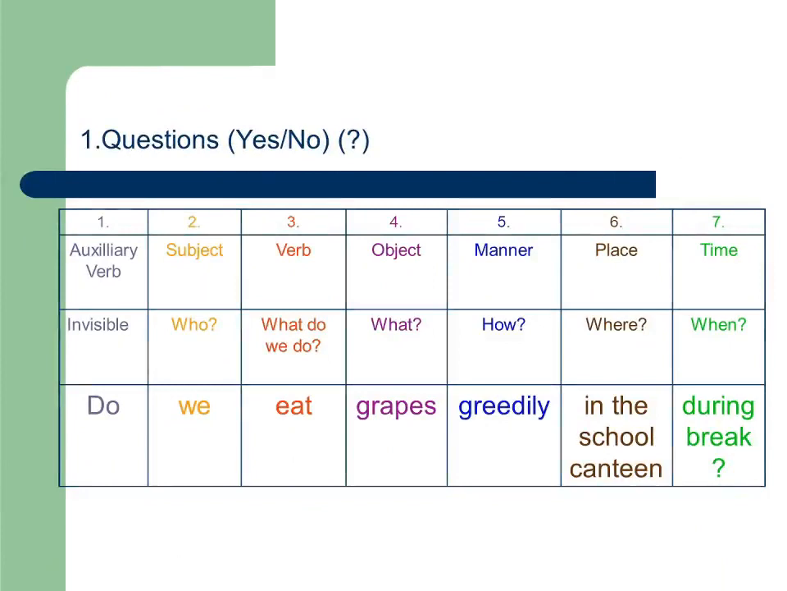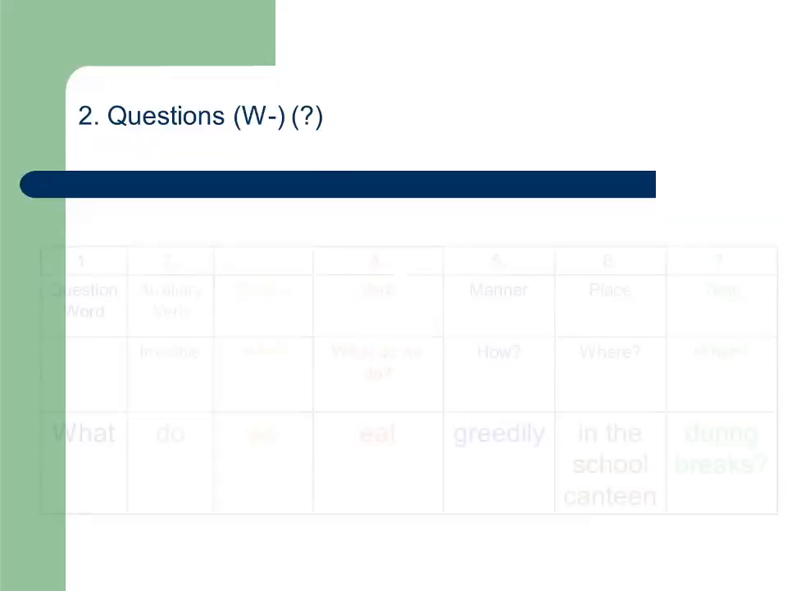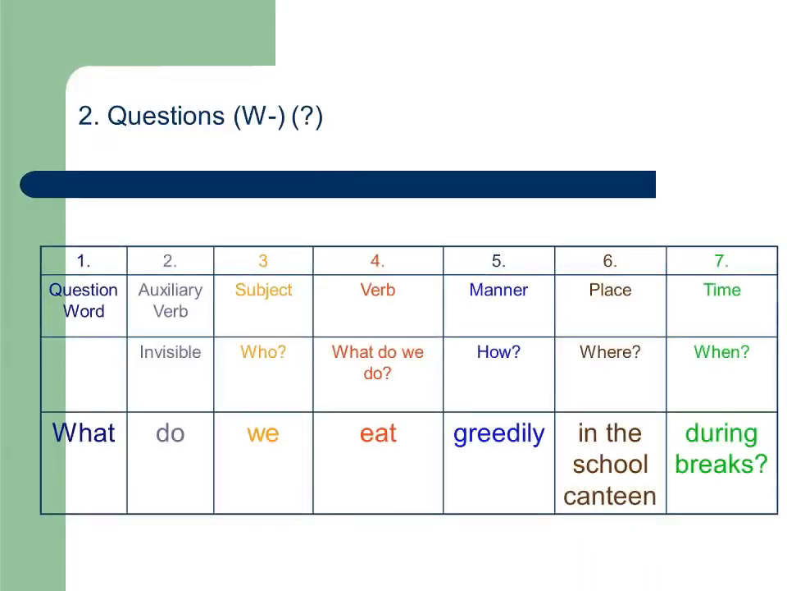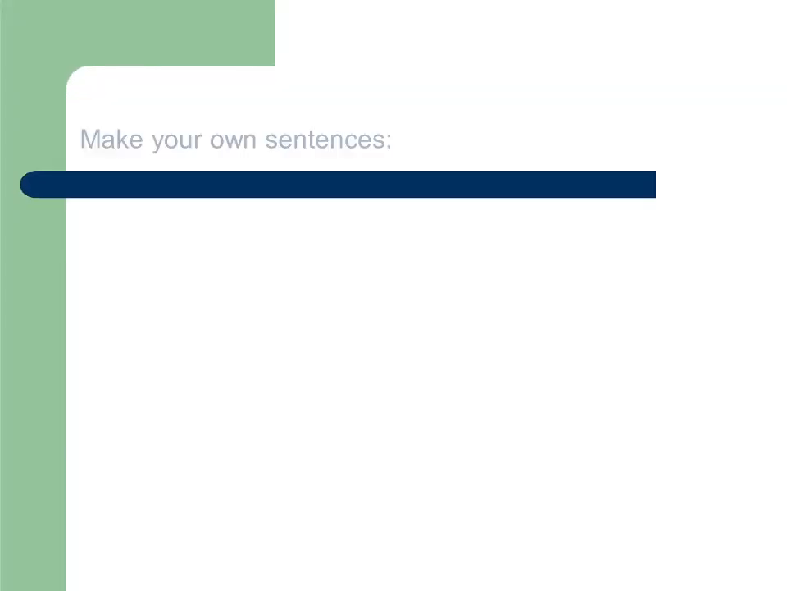The same way we can also answer this question. Do we eat grapes greedily in the school canteen during breaks? Yes, I do. No, I don't. This is the simple and formal way of answering this question. Yes, I do or no, I don't. Let's look at the next slide. Here a WH question comes again. What do we eat greedily in the school canteen? Here the answer should be about an object. What do we eat? We eat apples, we eat oranges, like that.